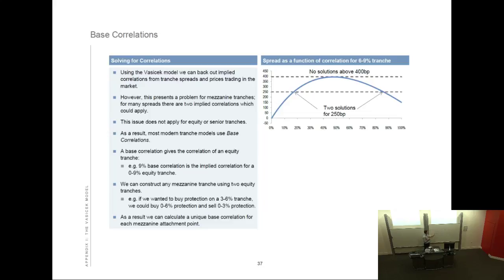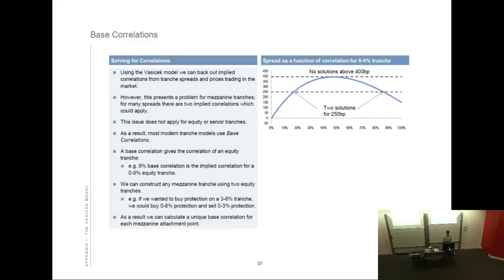the 0 to 3, for the 0 to 6, for the 0 to 12 tranches. With this methodology, the correlation is then unique, and that's what we call the base correlation. And once we have a set of base correlations from which we can back out all of these individual equity tranches, we can then also back out the mezzanine tranches, because each mezzanine tranche is just a combination of two equities. Okay?